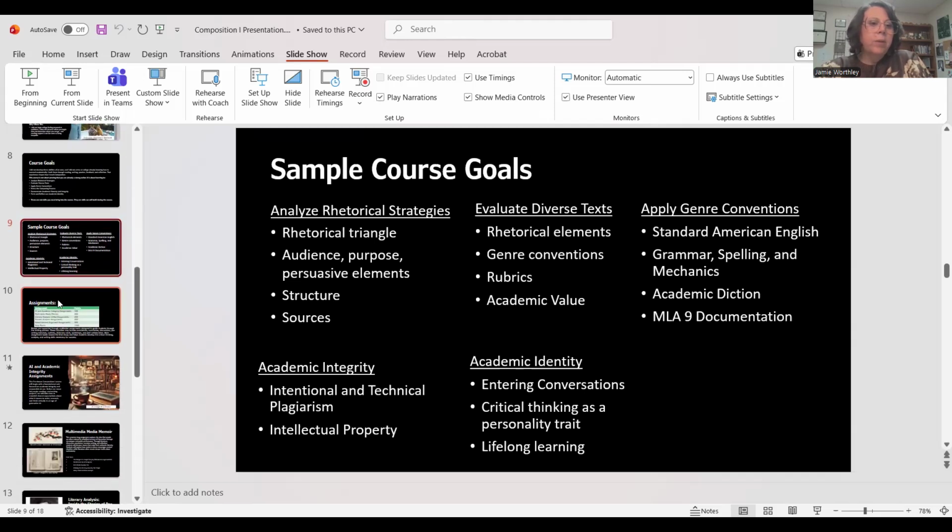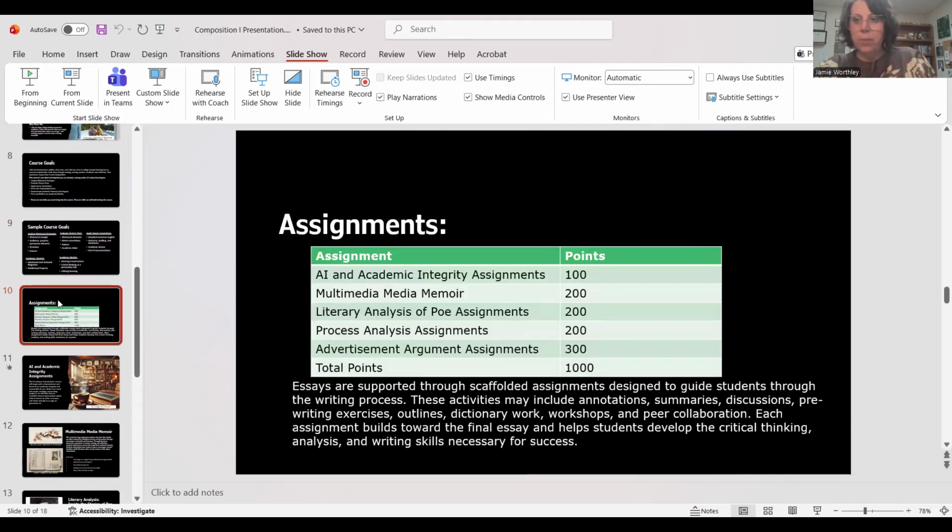So then let's jump into our assignment. So this is what we've been waiting for. It's been like, will you hurry up and get to our assignments? All right. So we have some AI use and academic integrity assignments, right? So more than just one. That's that 2-week unit that by the end of those 2 weeks, you'll have earned up to 100 points, depending on how well you do.